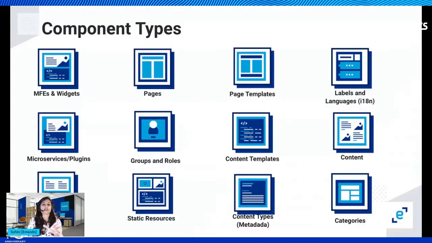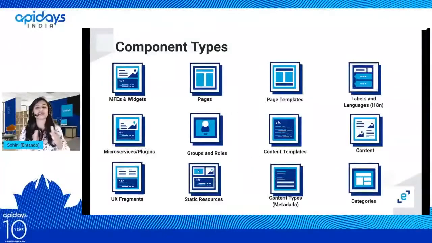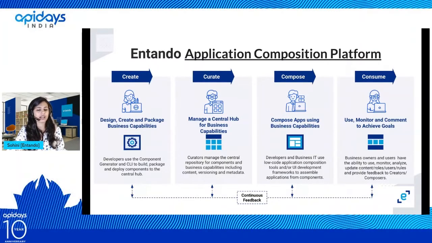Now, what are components? So we learned what packaged business capabilities are. Now, let's find out what components are. Components are building blocks of an application and can be micro frontends, microservices, page templates, content, data widgets, and UI or UX elements. And just for an example, an Entando bundle can be a PBC that contains components such as microservices and micro frontends.